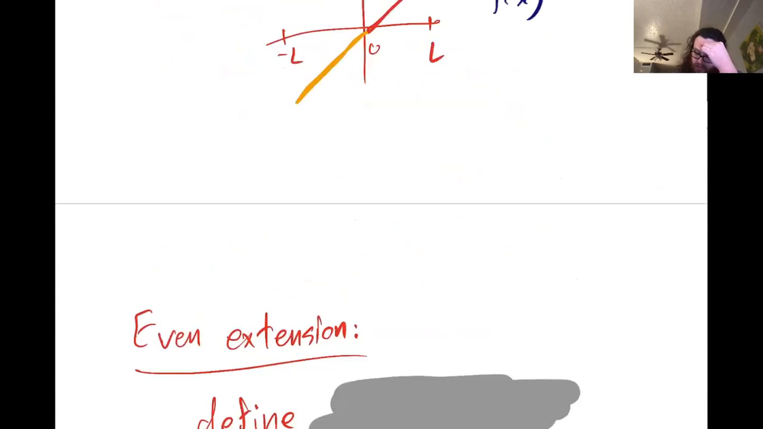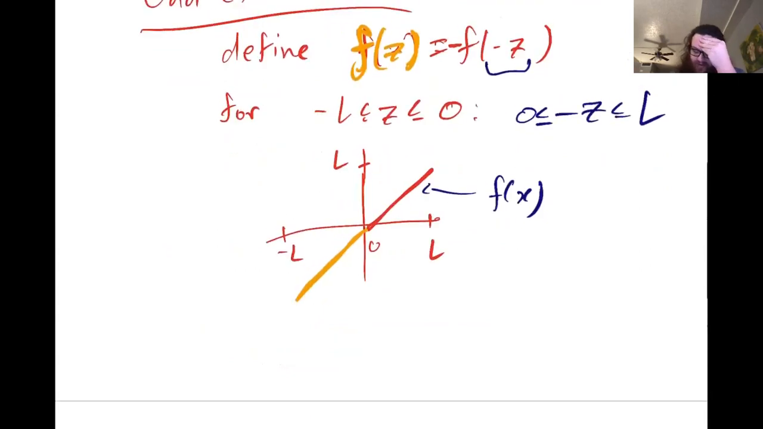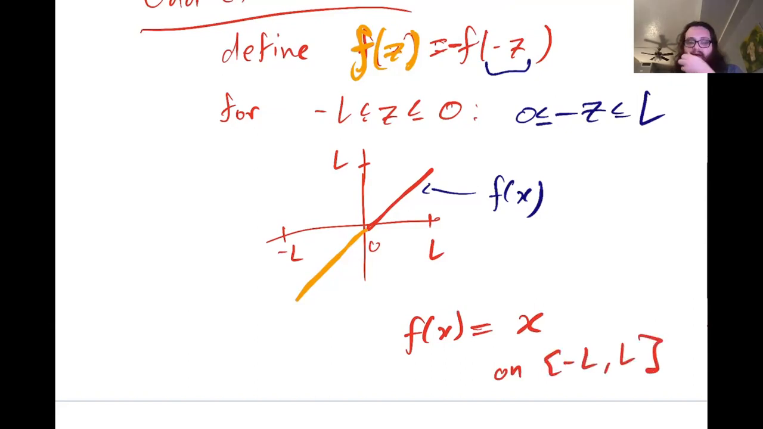Okay. And so in this case, we can write, well, what is f of x? This just becomes x on the entire interval negative L to L. Okay, so nothing too out there, but the point is we started with information here and we wanted to extend it to information over there.